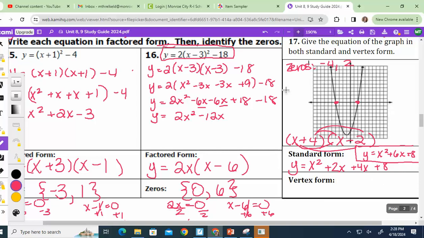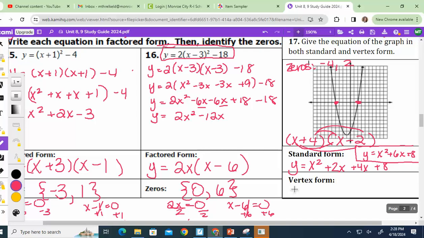So if I gave you a graph, could you look at it, find your zeros, and write the two factors? And if you wanted to check yourself, what would you do? Yeah, graph this and see if it's the same as what we started with.